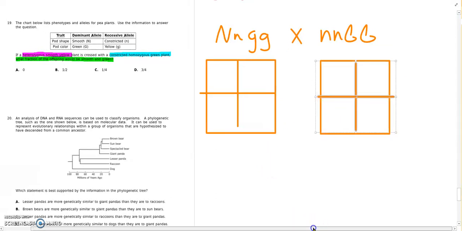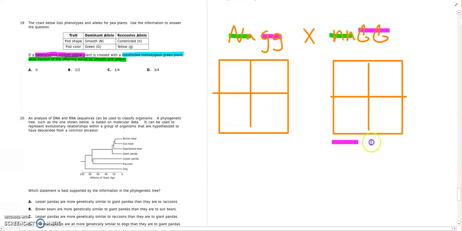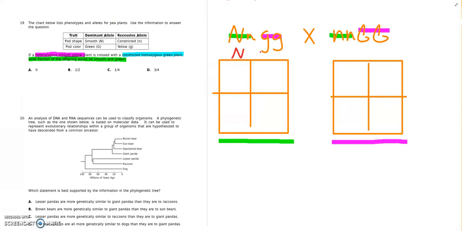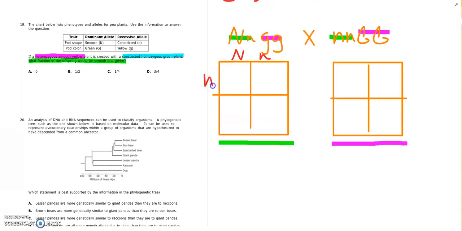so I have my two Punnett squares here. Now I'm going to have one Punnett square for one trait, and I'm going to have another Punnett square for the other trait. So I'm going to put these traits here that I highlighted in purple, and then the traits that I highlighted in green are going to go over here. And let's go ahead and fill it in. I have the heterozygous smooth and the constricted right here. And I can go ahead and cross that.